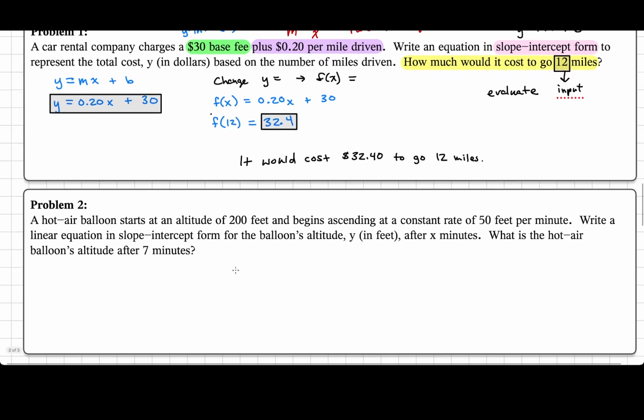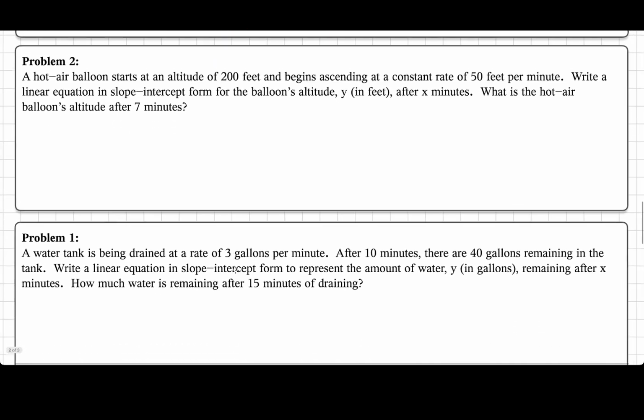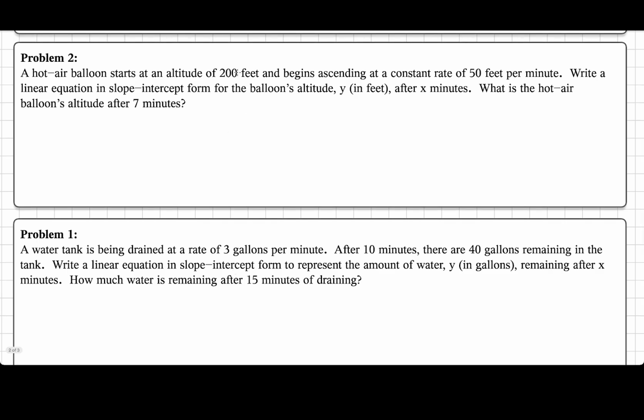So let's look at problem 2. Problem 2 says a hot air balloon starts at an altitude of 200 feet and begins ascending at a constant rate of 50 feet per minute. Write a linear equation in slope-intercept form for the balloon's altitude after x minutes. What is the hot air balloon's altitude after 7 minutes?